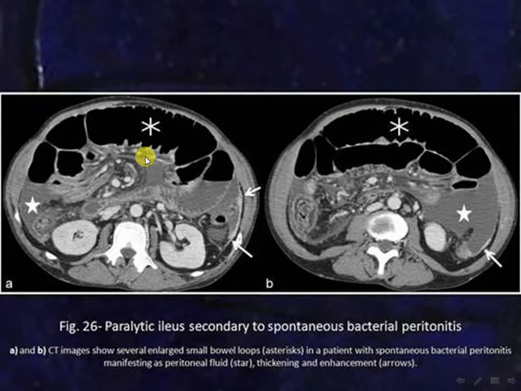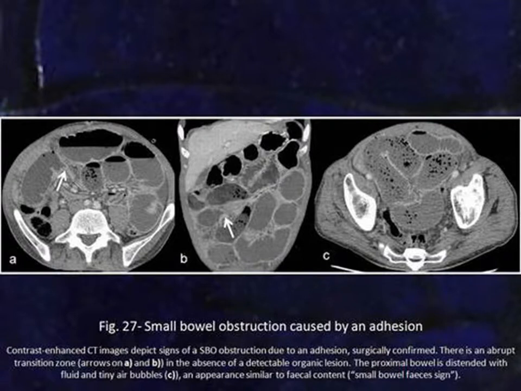You can see here there is a large, prominent dilatation of the small bowel loops. It's air-filled with multiple air fluid levels here and there. It is due to spontaneous bacterial peritonitis. You cannot see a cause such as a mass or anything else, but you can see here there is an enhancement of the peritoneum due to the bacterial peritonitis, resulting in paralytic ileus. It is a non-mechanical small bowel obstruction.